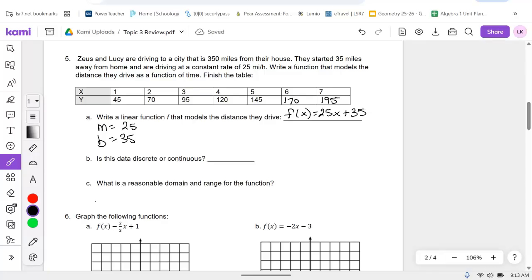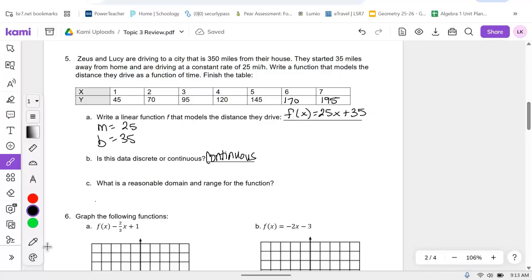Is this data discrete or continuous? It's going to be continuous because it's miles. You're just continually going. You're going to hit every little bit in between each mile. What is the reasonable domain and range for the function?